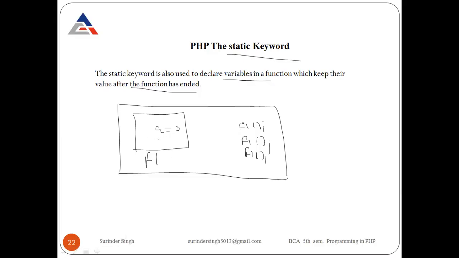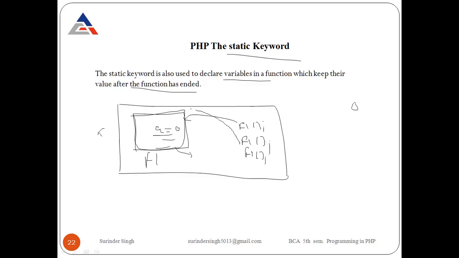And suppose a is not static, it is a normal variable. When we call the f1 function, it will print 0. After executing other statements, when control returns from this function, a will be removed from the memory. Clear? a will be removed because a has a lifetime within this function only.